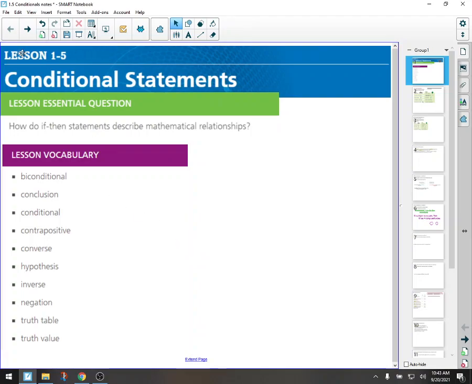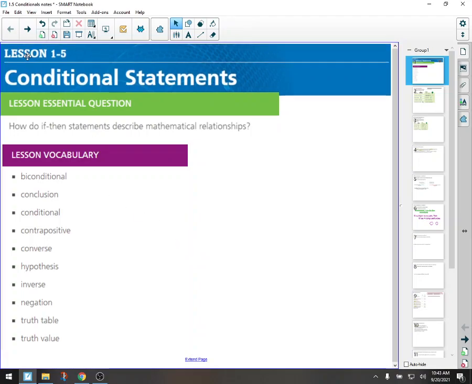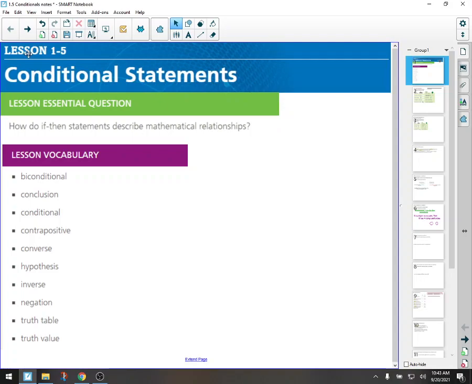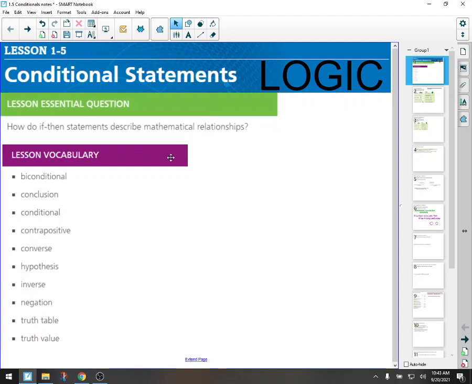So if you're going to take good notes on this, which I highly recommend, because there's a lot of vocabulary and ideas that we're going to have to think about, you'd want to call it lesson 1-5 or whatever, and conditional statements. And really, the word that we're going to use here is logic. This is really going to use some formal logic language. And logic might be a word that you're familiar with. It's just the idea of reasoning, and we're going to reason formally.